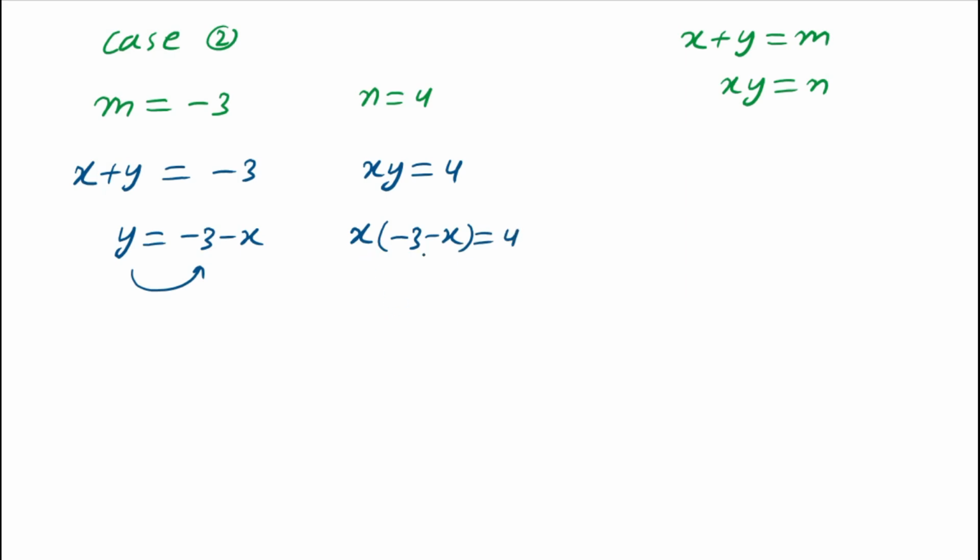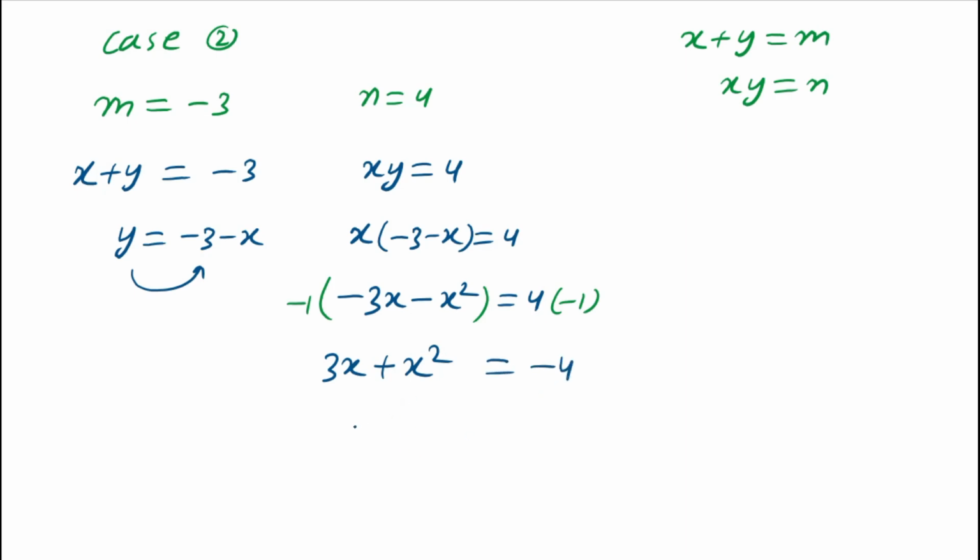On the right hand side, x is multiplied by minus 3 minus x, so we get minus 3x minus x square, and this is equal to 4. Now if we multiply both sides by negative 1, minus 1 is multiplied by minus 3x, and you will get 3x, and minus 1 is multiplied by minus x square, and you will get plus x square, and this is equal to minus 4. On the left hand side the expression is x square plus 3x, and if we take this minus 4 to the left hand side, then it is plus 4, and this is equal to 0. Here we have again a quadratic equation x square plus 3 times x plus 4 equals 0.